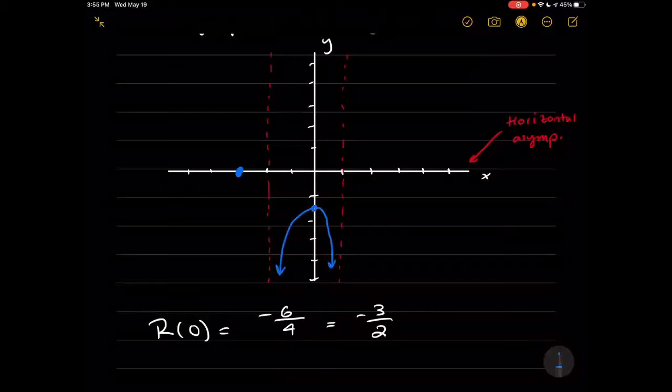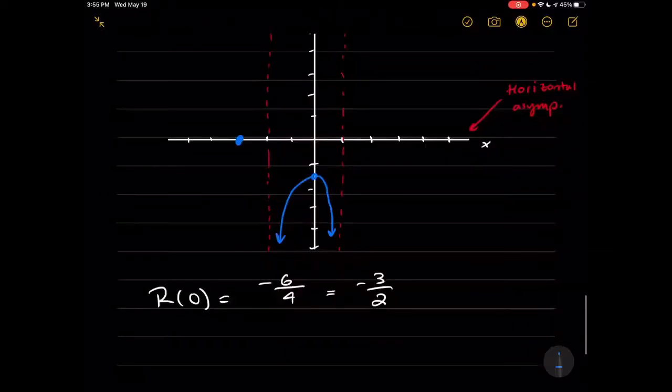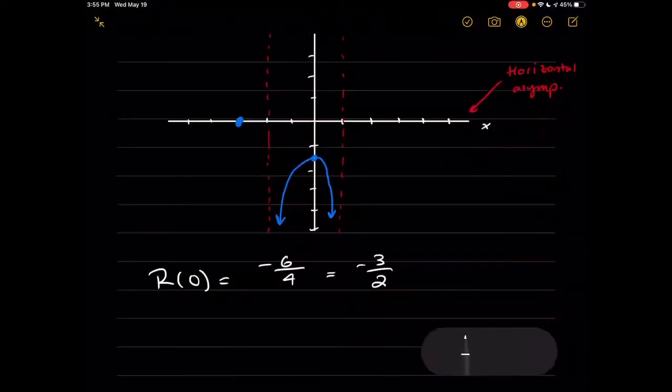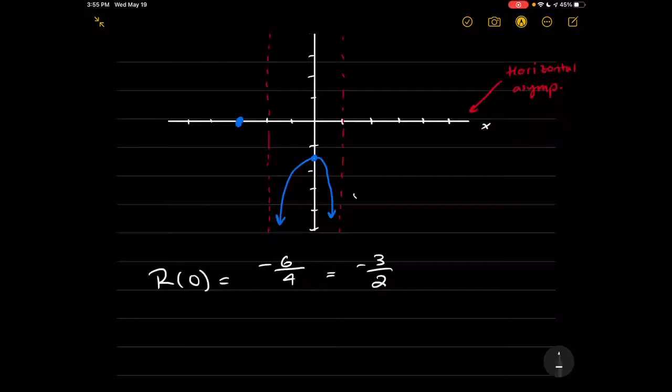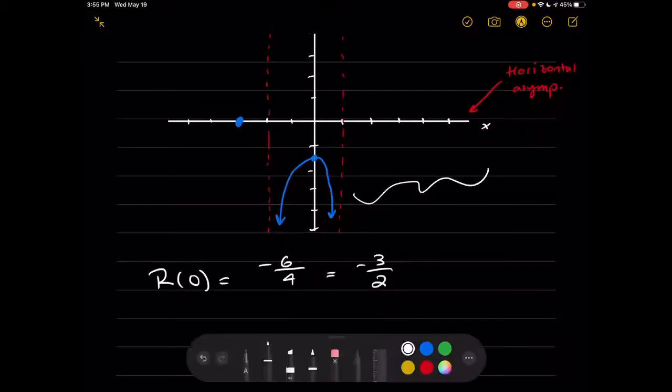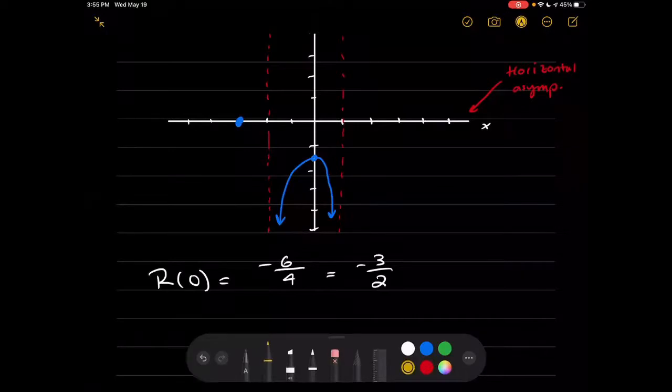Okay. And then let's go ahead and do this region over here. Now, you think, oh, let's plug in the test point 2. That would make more sense. But remember, we can't plug in 2. Right? 2 is not a valid point. It's not in the domain of this function. So let's just go ahead and plug in 3.